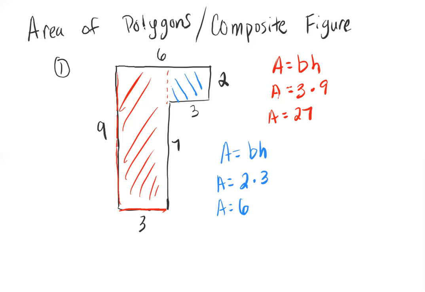Okay, so then I need to add up 27 plus 6, which gets me 33. So my answer should be 33 square units, because this shape came from a graph, so I wasn't using centimeters or inches or feet or anything like that.